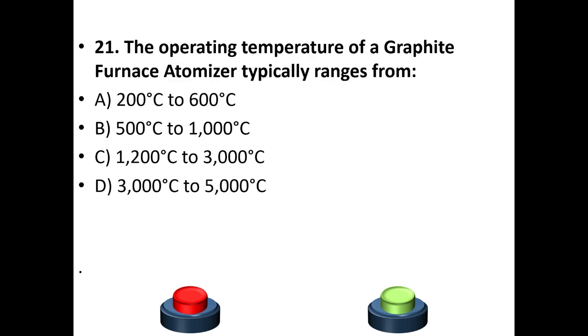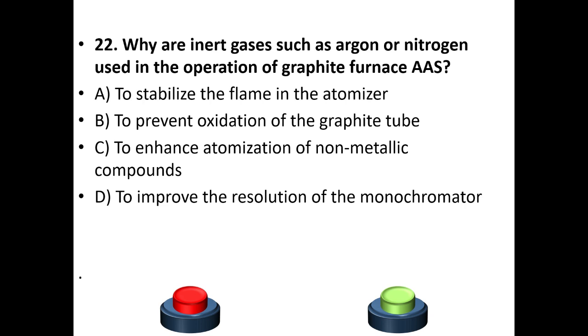21. The operating temperature of graphite furnace atomizer typically ranges from 200 degrees Celsius to 600, 500 to 1000, 1200 to 3000, 3000 to 5000. This is the answer. Here answer is option C, 1200 to 3000.